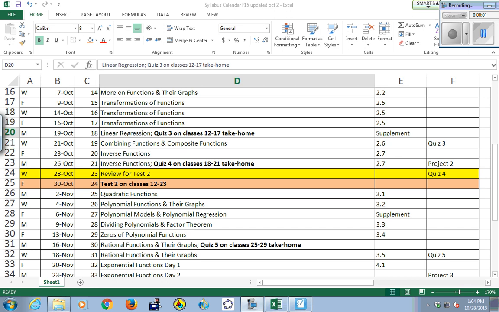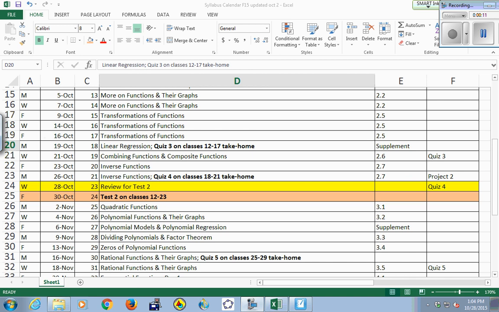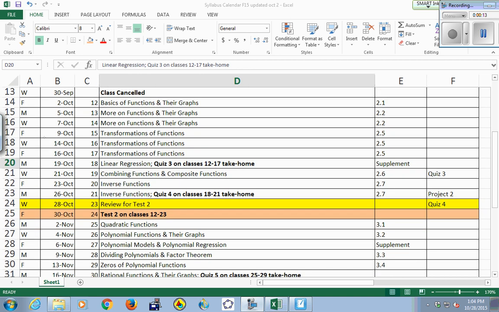Today's our review day for test 2. Test 2 is going to be Friday. It covers classes 12 through 23. Scroll this a little bit so you can see. So it started with basics of functions and their graphs, the function notation, increasing, decreasing, constant, those concepts. It includes transformations, linear regression, and lines in general, and then composing functions and inverse functions.